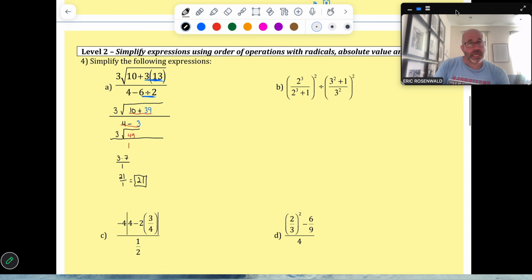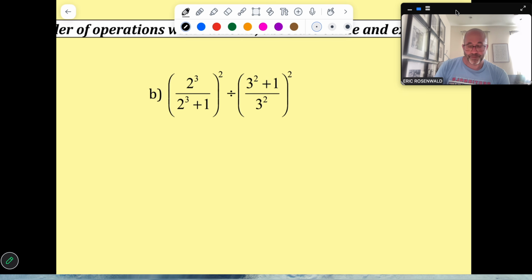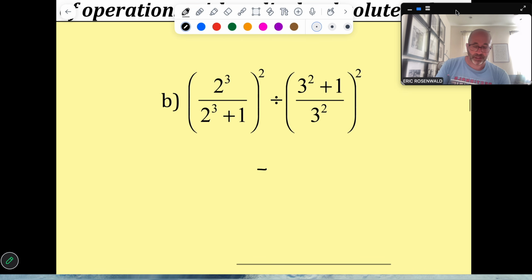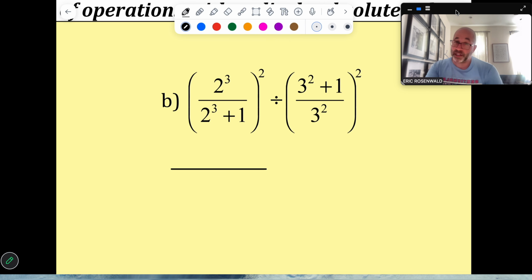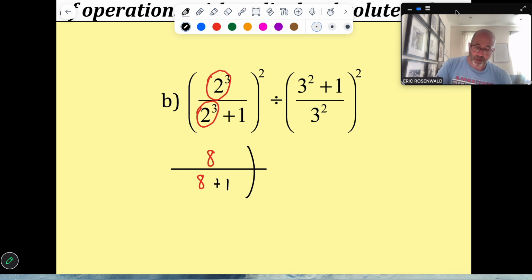Okay. All right. Letter B. That's squared on the outside. Oof. What does that mean? Well, we don't have to worry about that exponent on the outside yet. Remember, we work on the inside of our parentheses first. Okay. So what this means is that on the inside, we're going to do this part first, which will give me an 8. And then we're going to have plus 1. And remember, all of that still is to the second power.